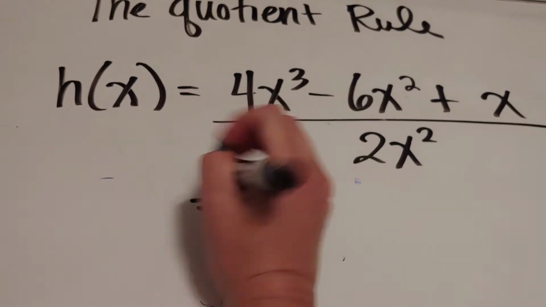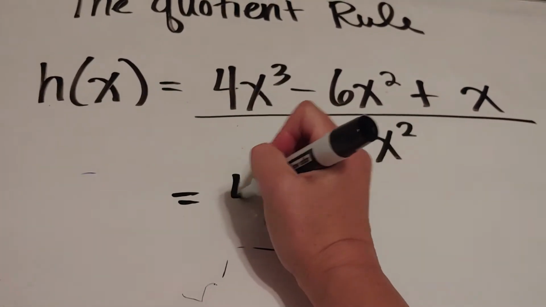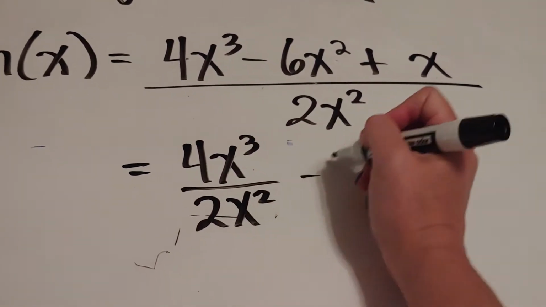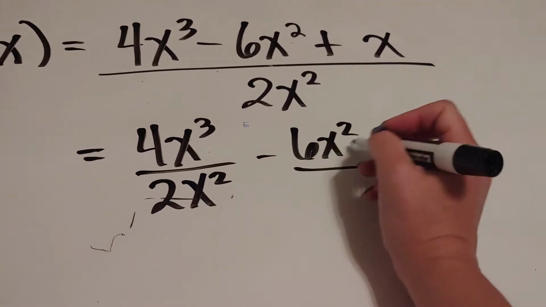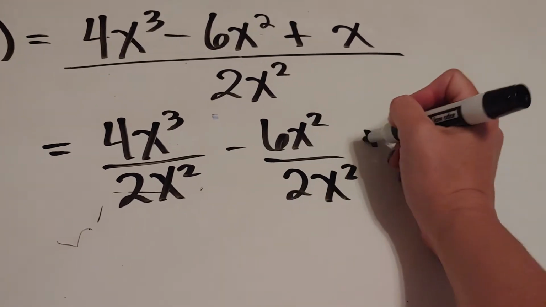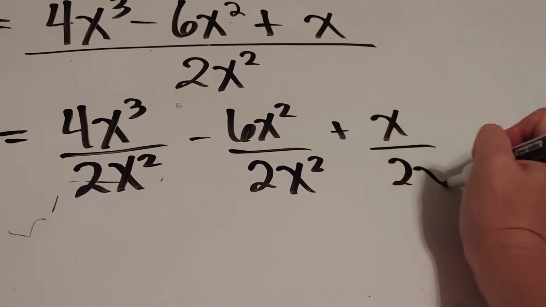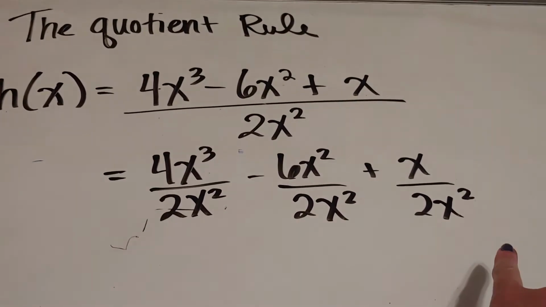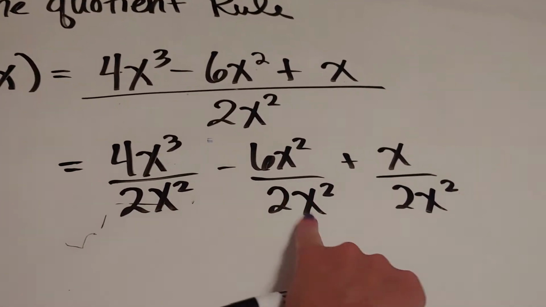So I'm not taking a derivative yet. I'm going to rewrite it so that it is pieces that are term by term. Okay, so this is still the original function. I've just broken it up into baby fractions.